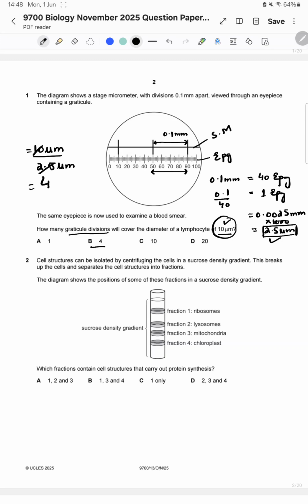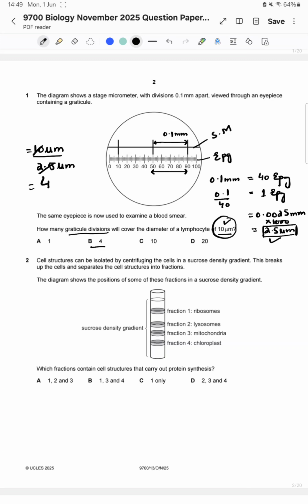Moving on, in the second question, cell structures can be isolated by centrifuging the cells in a sucrose density gradient. This breaks up the cell and separates the cell structures into fractions. The diagram shows the position of some of these fractions in a sucrose density gradient. Now we can see over here that there are 4 fractions, and these fractions are always like this, in such a way that the more heavier it is, the more downward it is, right, in the centrifuge machine. The more lighter it is, the more upward it is, which we can see it over here.